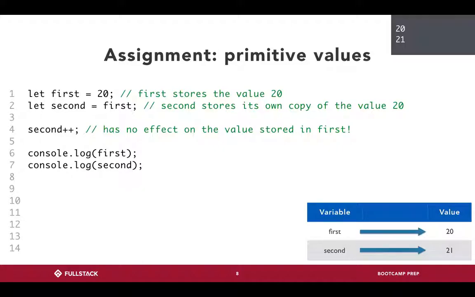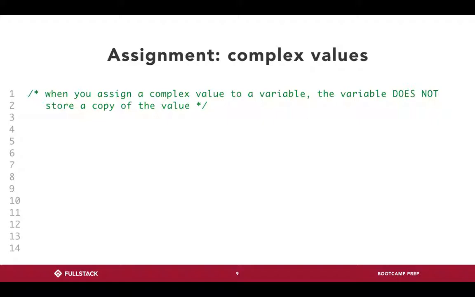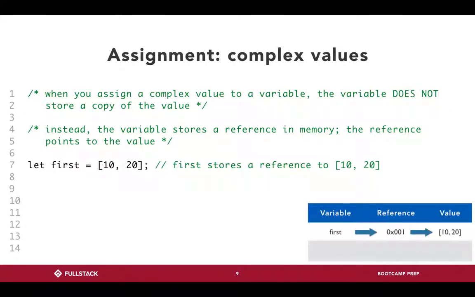That's passed by value. With complex, though, the variable doesn't store a copy of the value. The variable is what? It's a reference to where the array actually lives. The variable is not the array. So instead, the variable stores a reference in memory, and the reference points to where that array actually lives. So we create something called first. We have the brackets to make some space in memory. And the array constructor under the hood says, hey, that variable, you're holding this reference. This is where you should go to see the array.